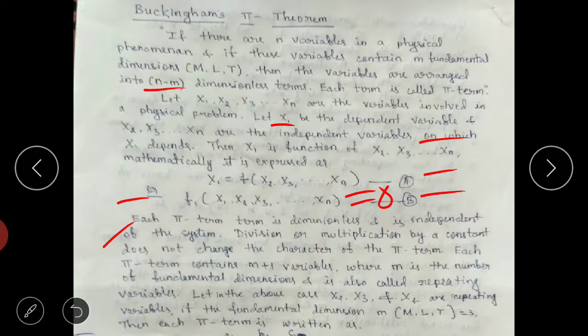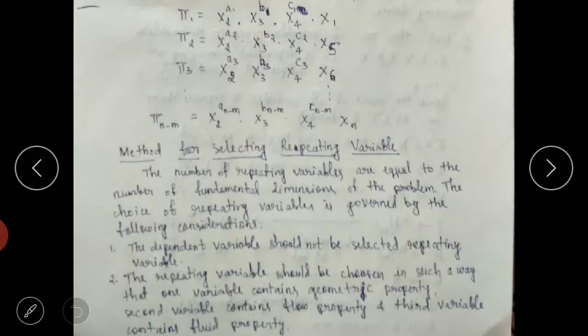If the fundamental dimension MLT is equal to 3, then each pi term is written like this: pi 1 is equal to the repeating variables and one of the non-repeating variables. Then pi 2 is equal to 3 repeating variables, which are x2, x3, x4, and one of the non-repeating variables. Similarly, pi 3 is equal to 3 repeating variables. You can see in pi 1, pi 2, pi 3, x2, x3, x4 are common. Then we have the remaining 3 which are non-repeating variables. So in general we get an equation like this.